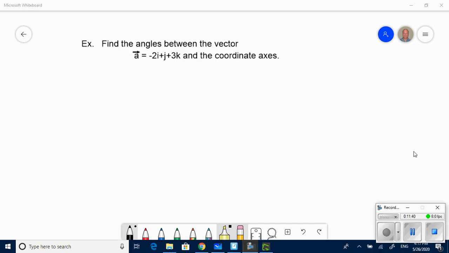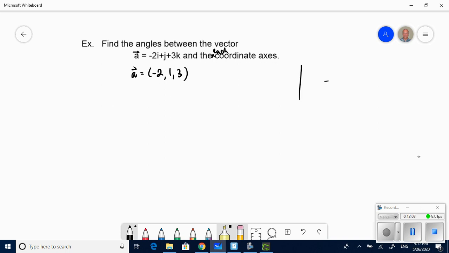Okay, the next one appears to be a pretty easy question. But there's a lot going on here, and we've got to understand this first before we just jump right into it. So I want to find the angle between the given vector A, and this given vector A as a component is negative 2, 1, and 3. And find the angles that this vector makes with each of the coordinate axes.